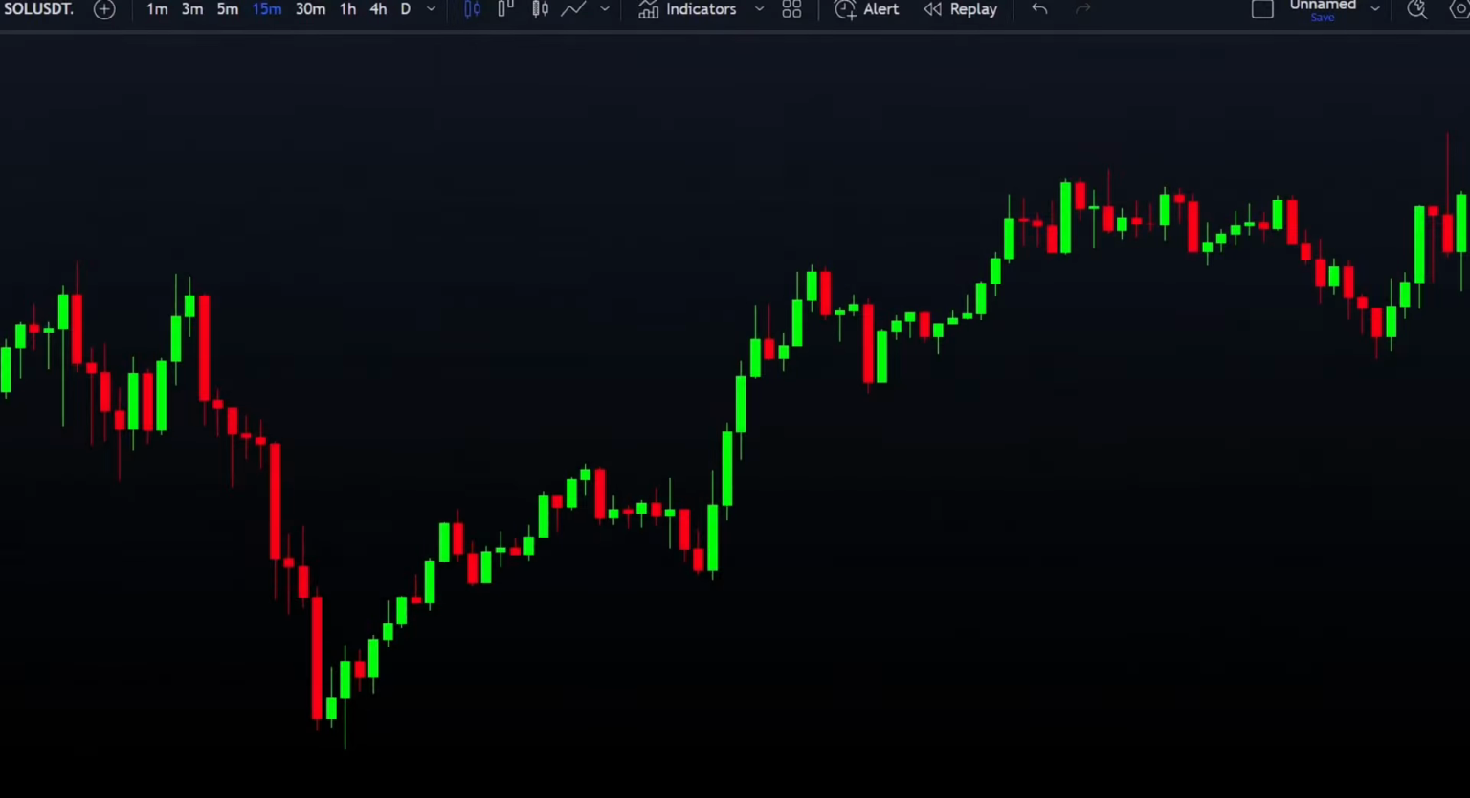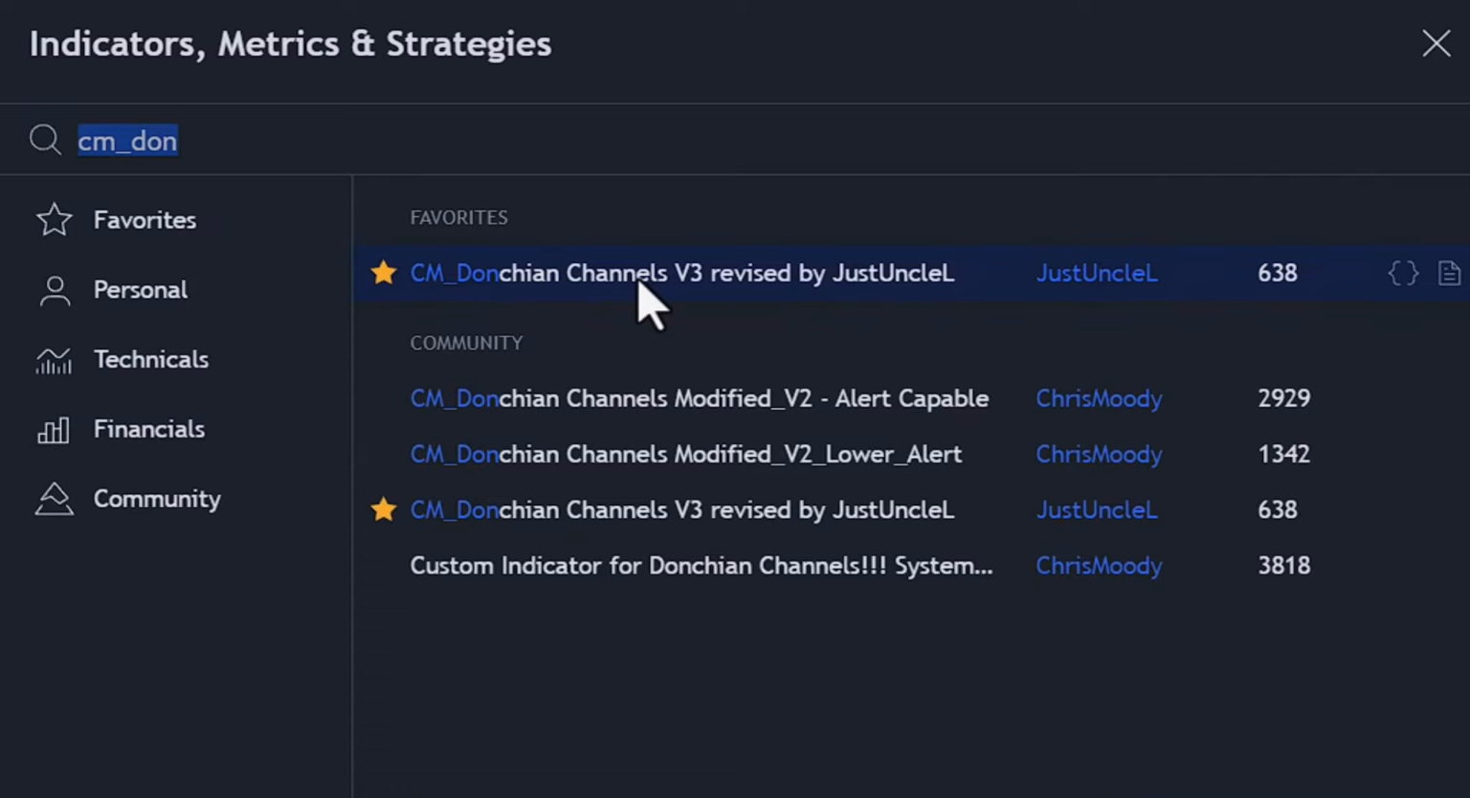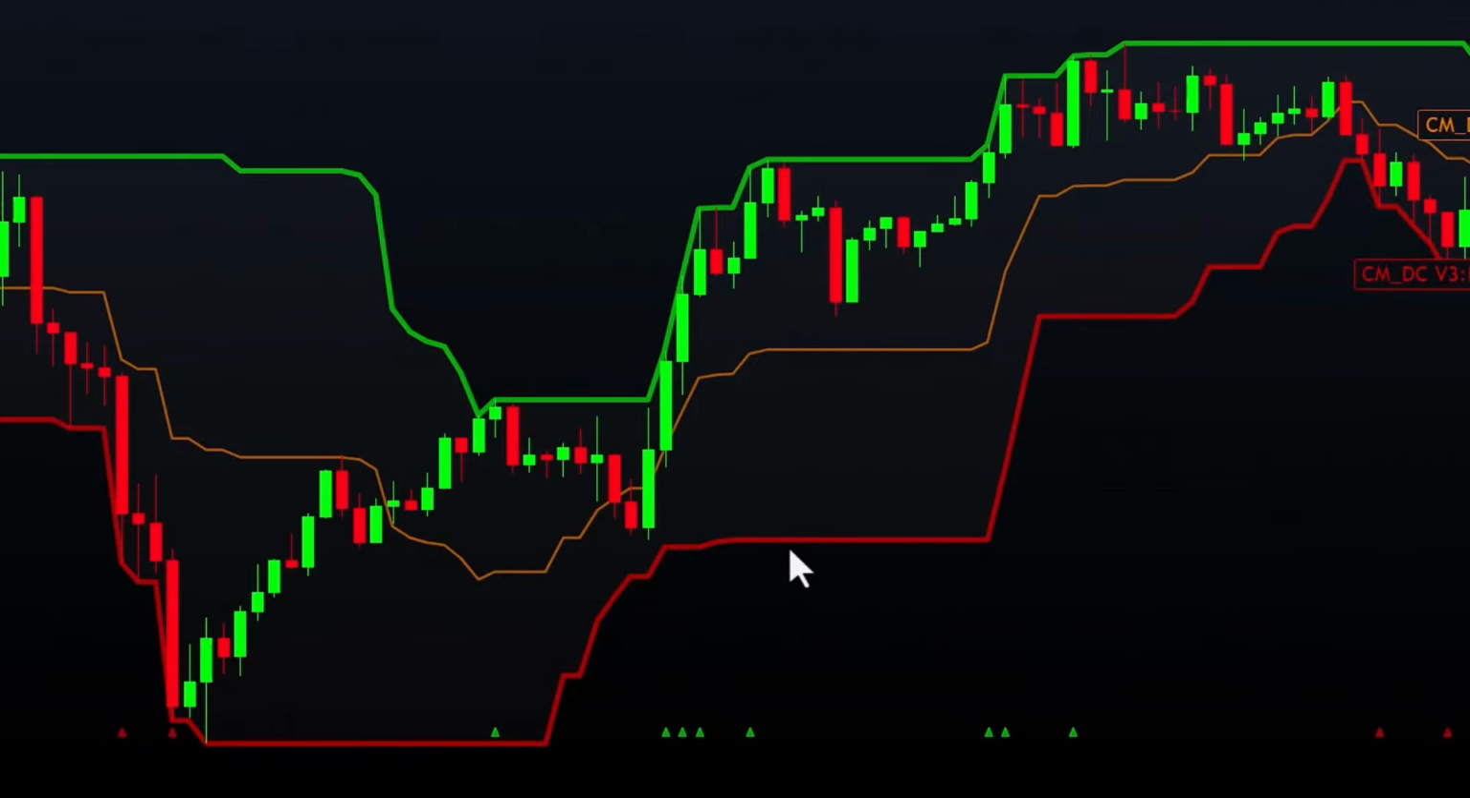All right, let's dive in. First up, head over to TradingView and pick a chart, stocks, crypto, whatever you want to analyze. At the top of the platform, hit the indicators button and search for CM Donchian Channel V3. Once it pops up, click it and boom. You'll see it overlaid right on your chart. But we're not done yet. Let's fine tune it for maximum effectiveness.